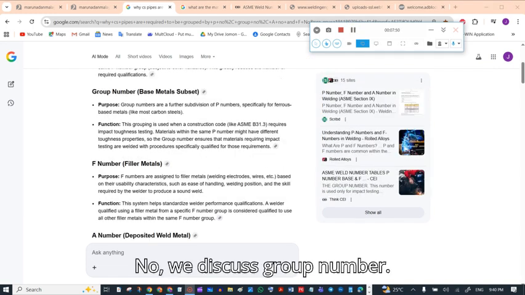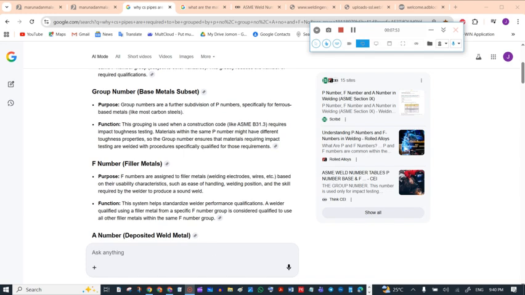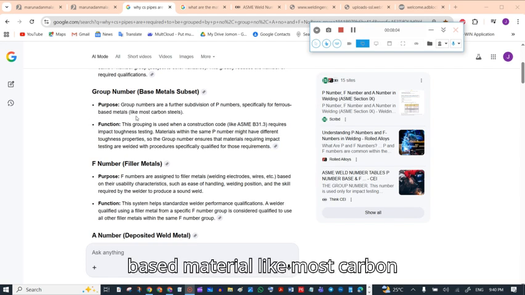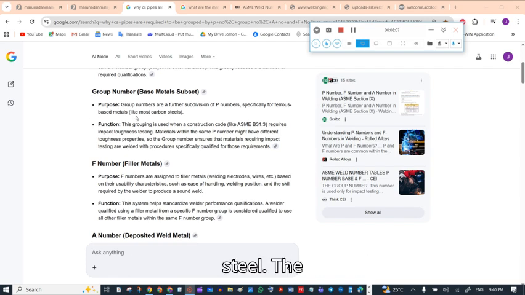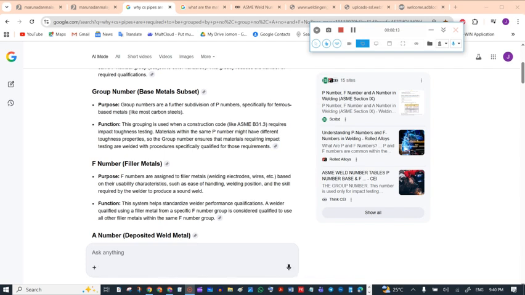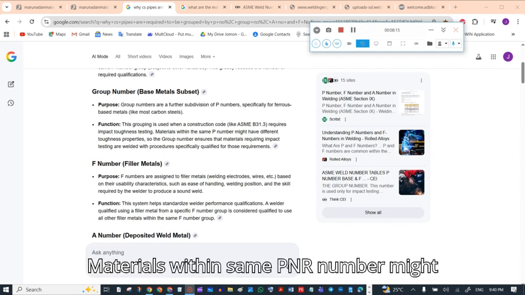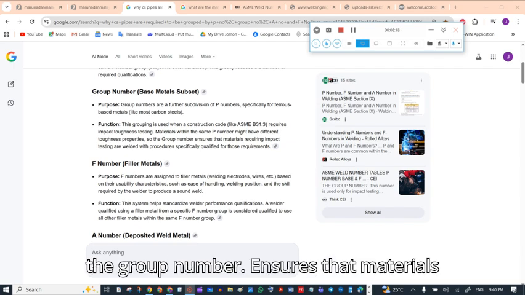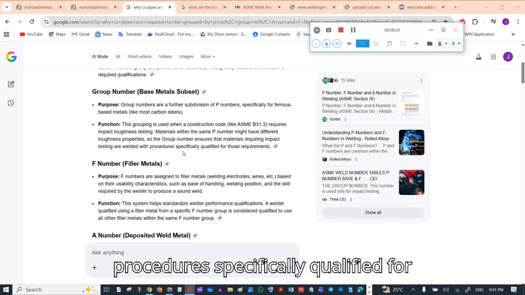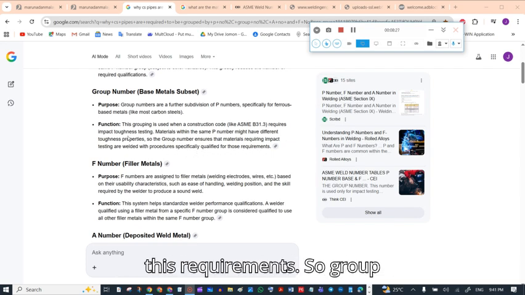Now we discuss group numbers. Group numbers are further subdivisions of P numbers, especially for ferrous based materials like most carbon steels. The grouping is used when a construction code requires impact toughness testing. Materials within the same P number might have different toughness properties, so the group number ensures that materials requiring impact tests are welded with procedures specifically qualified for these requirements. So for group number 1, impact testing is required.